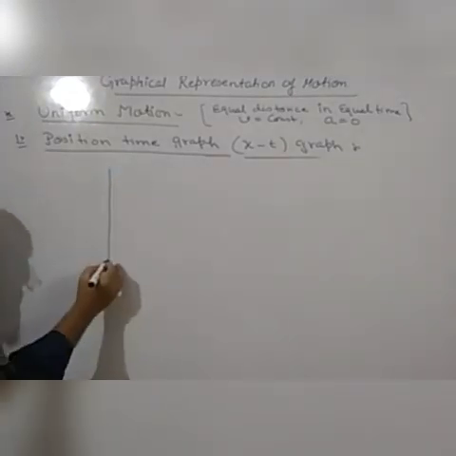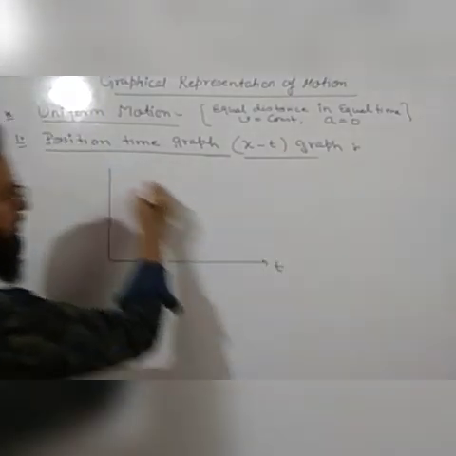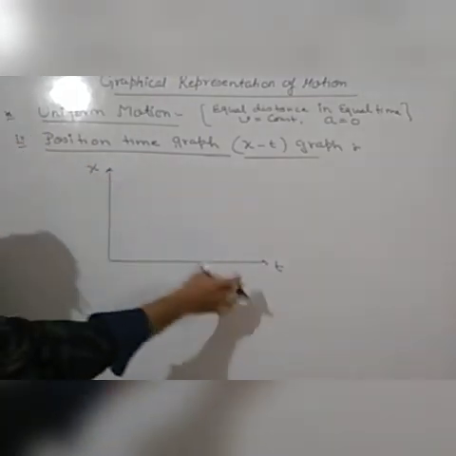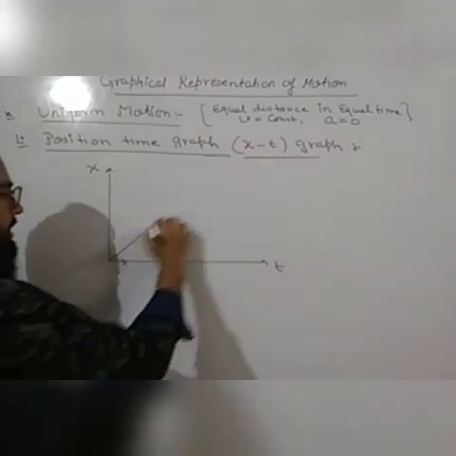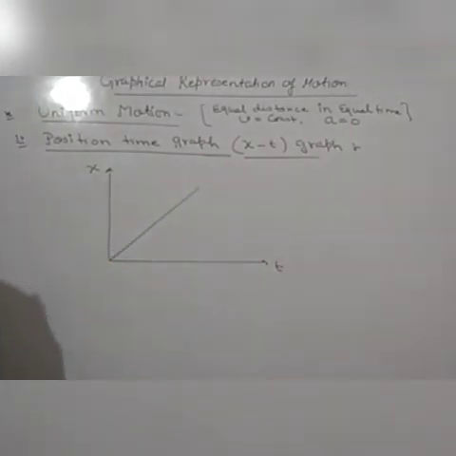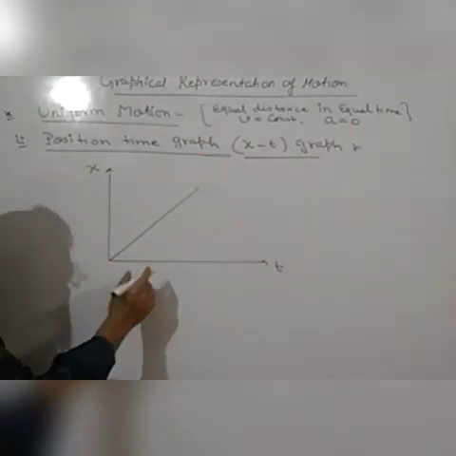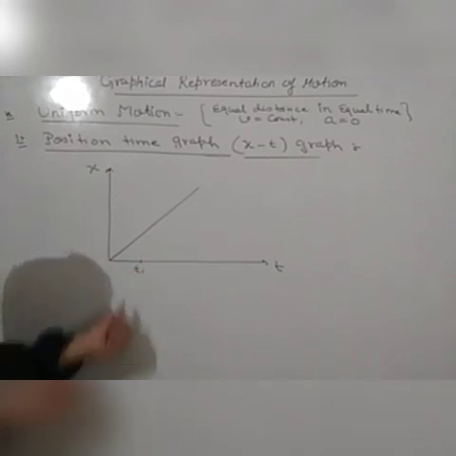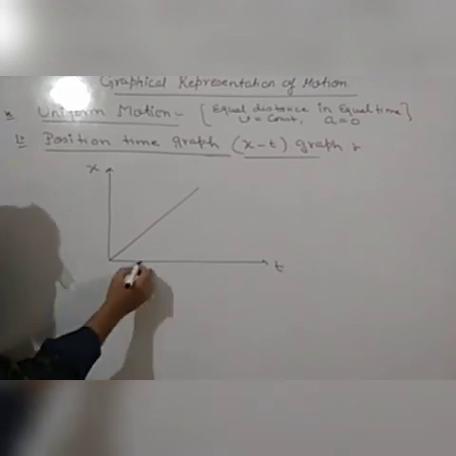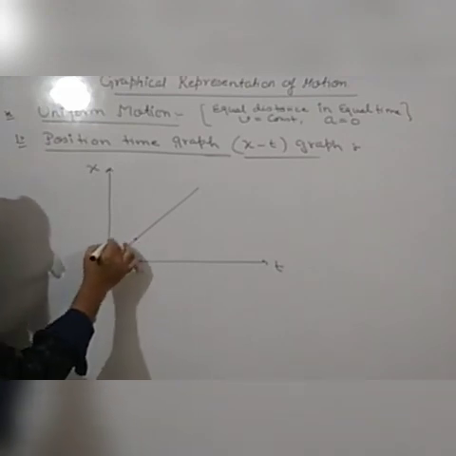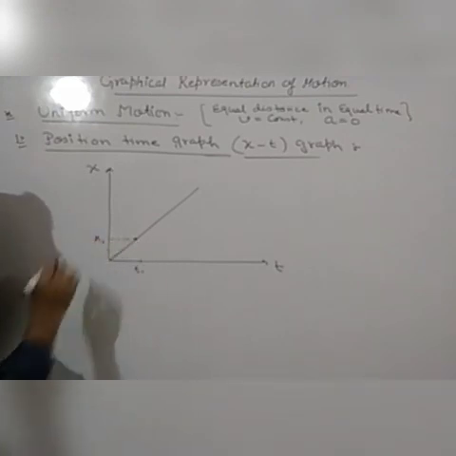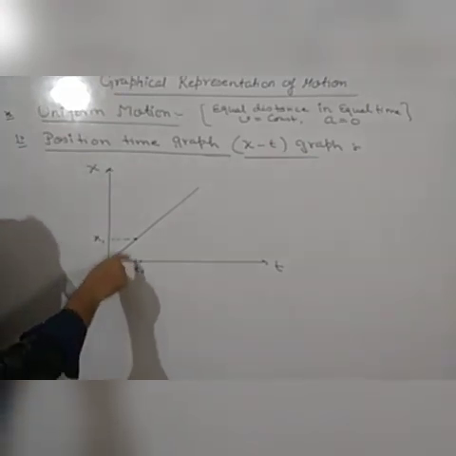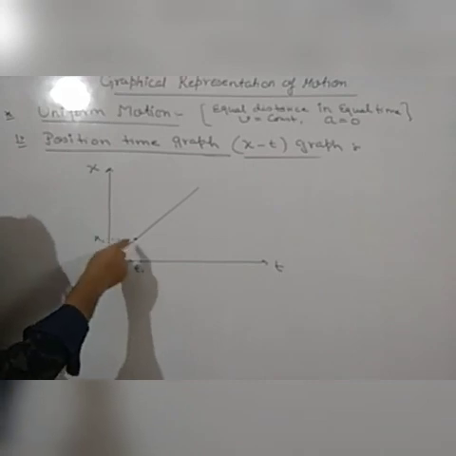Let us consider this is the position-time graph of uniform motion, x and t. X means position, t means time, and the graph looks like this. Now suppose at time t is equal to t1, I am considering any time instant t1. At this time t1, the position is x1, which means at t is equal to t1, the particle is at a distance of x1 from the origin.